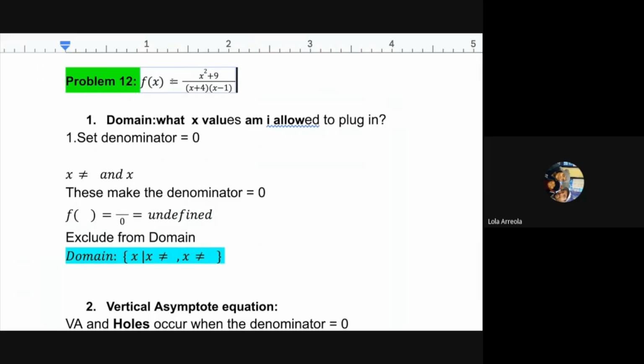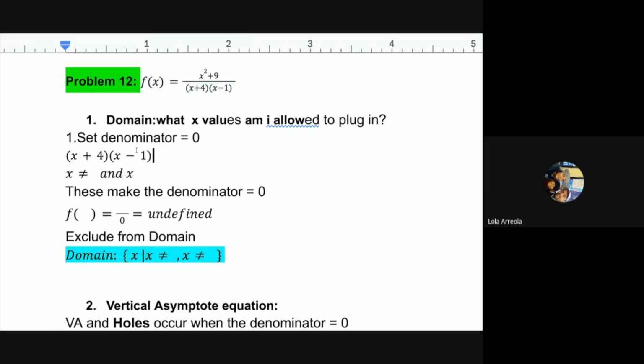So right away, when I see a polynomial function is equal to a fraction, I'm going to set the denominator equal to 0. So what is the denominator? This top part is my numerator. This bottom half is my denominator. I'm going to set my denominator equal to 0 and solve for x.